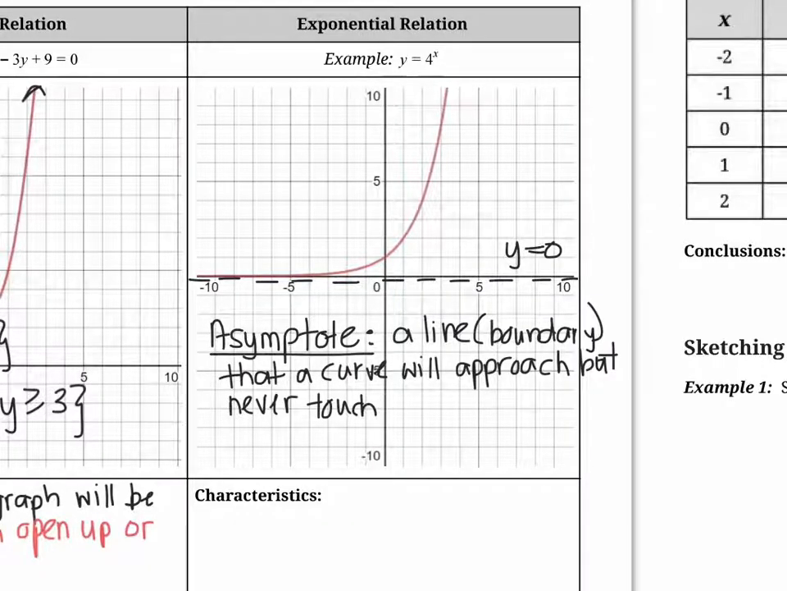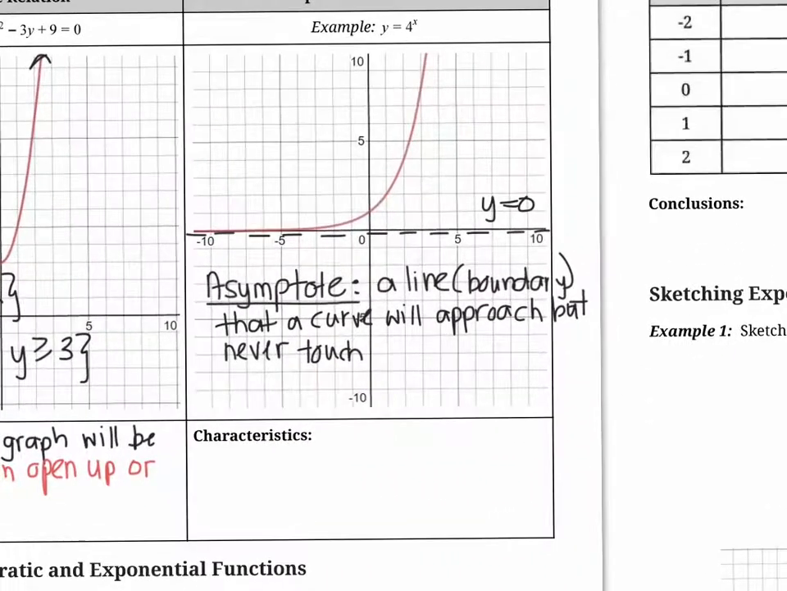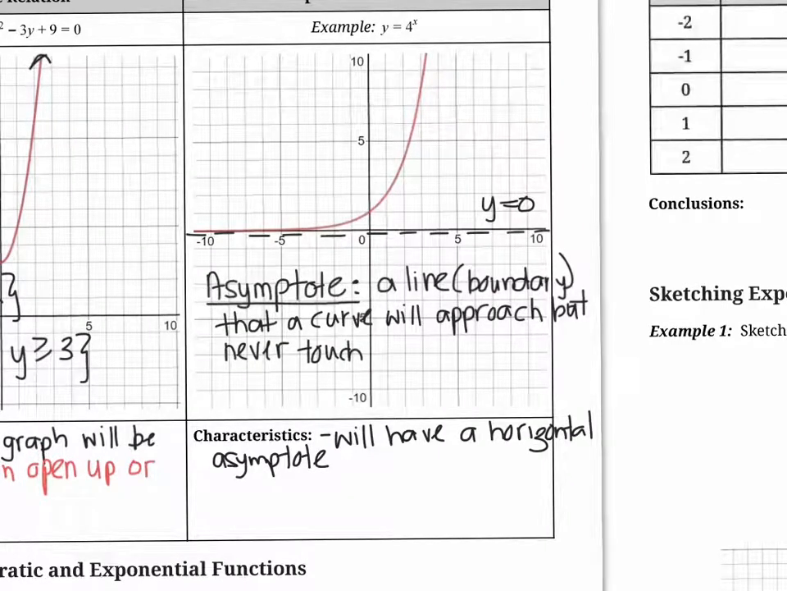So all exponential relations will have an asymptote. They will not always be at the line y equals 0, but they will always be horizontal. So that is one characteristic of an exponential relation. All exponential relations will have a horizontal asymptote. One other point that we want to make about the graphs of exponential relations. By the way, we'll understand why there's an asymptote when we go into the table of values for these. But it's important to know that every single exponential relation will have this asymptote.